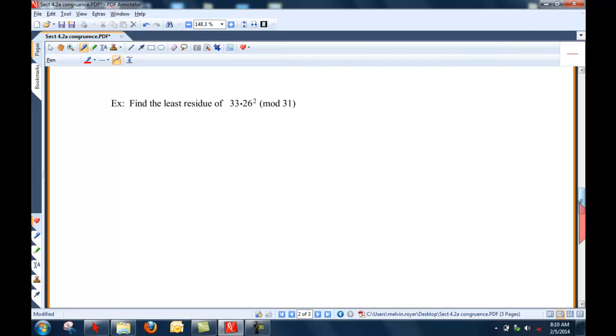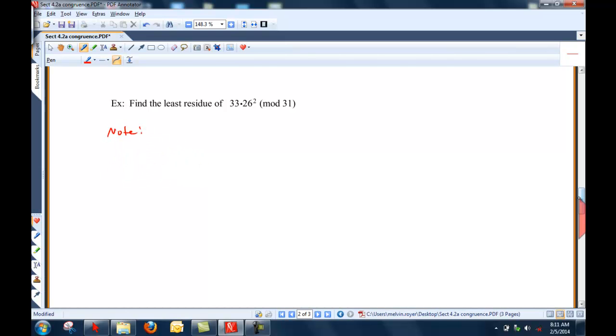I'm asked to find the least residue of the integer 33 times 26 squared mod 31. There are 2 ways of doing the problem. Brute force: compute what this actually is, and then use the division algorithm, dividing by 31 and picking off the remainder. Approach number 2.